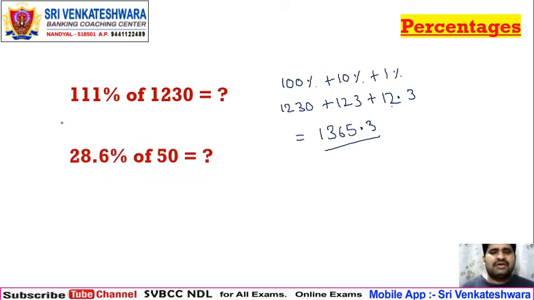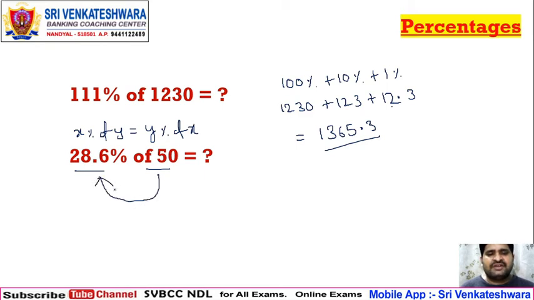For example, here I want to take 28.6% of 50, but 28.6 is difficult for me to break. But in the starting I said one point: whether you do x percent of y or y percent of x, both are the same. That means here we write x into y by 100, here also y into x by 100. But look at here. Instead of 28.6% of 50, I write 50% of 28.6. 50% means simply half of that number, na. 28.6 half I can write as simply what? 14.3.